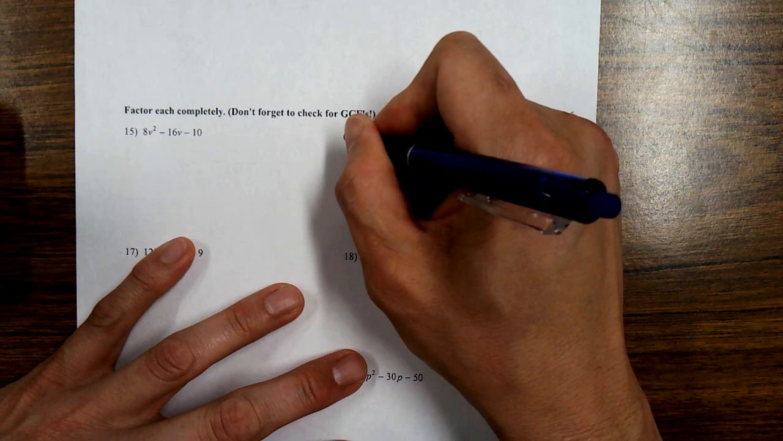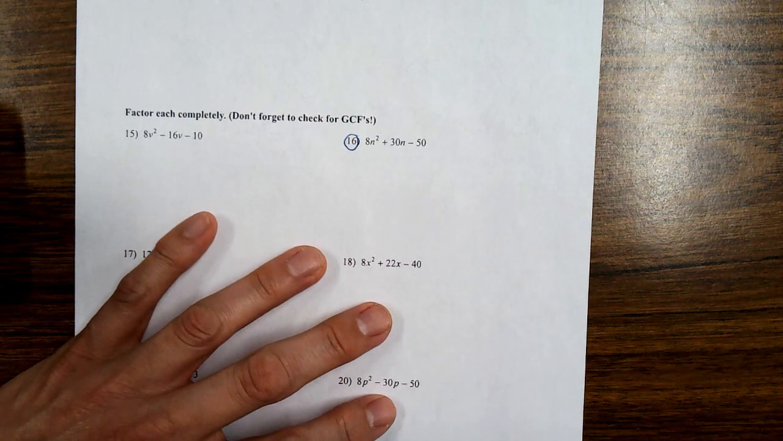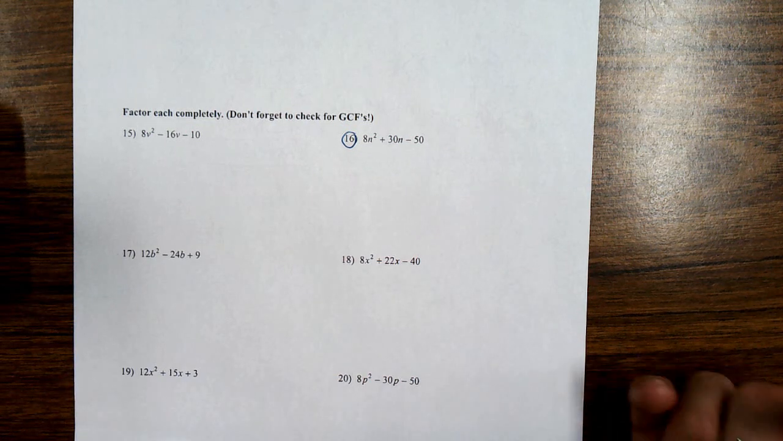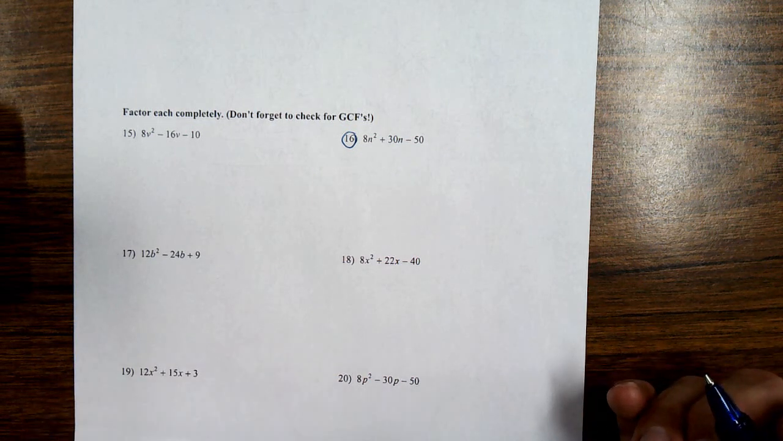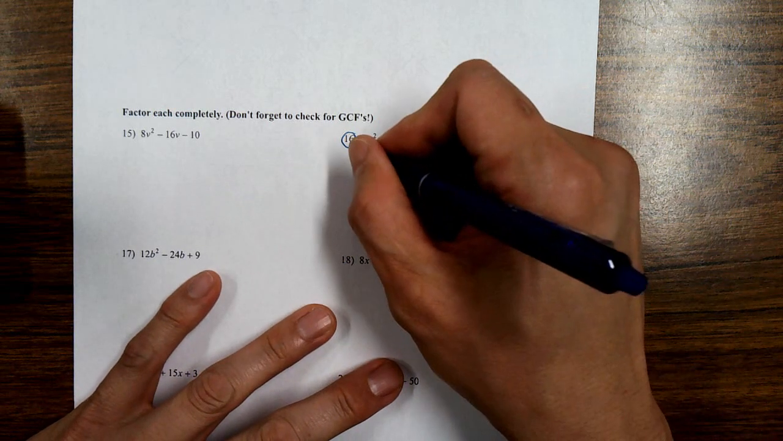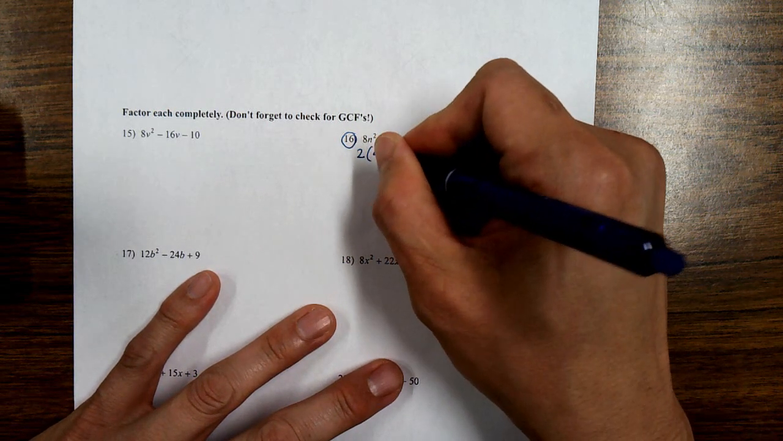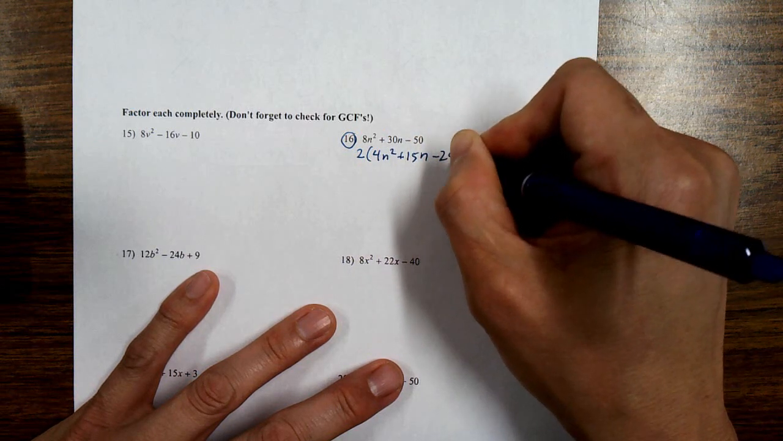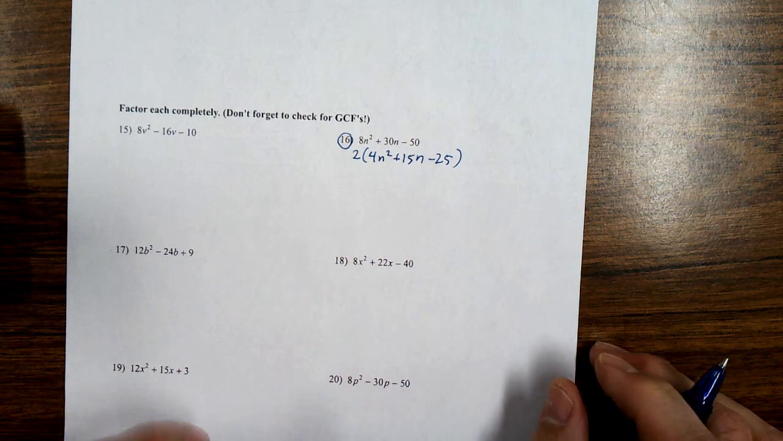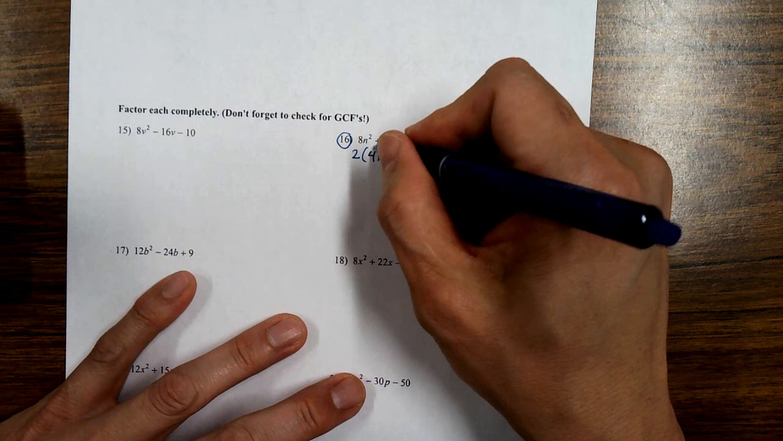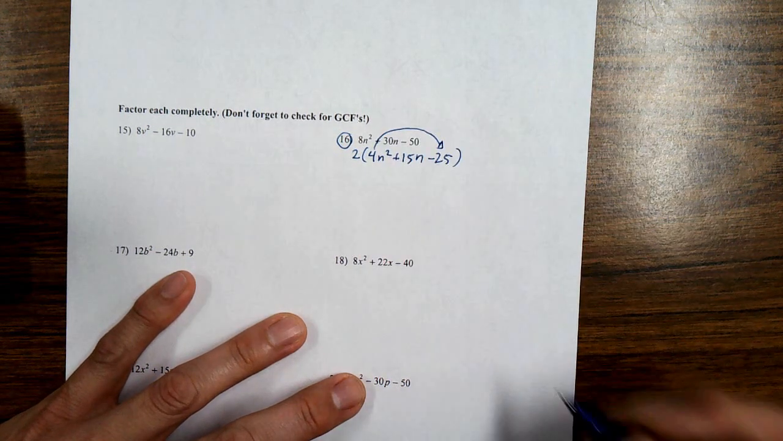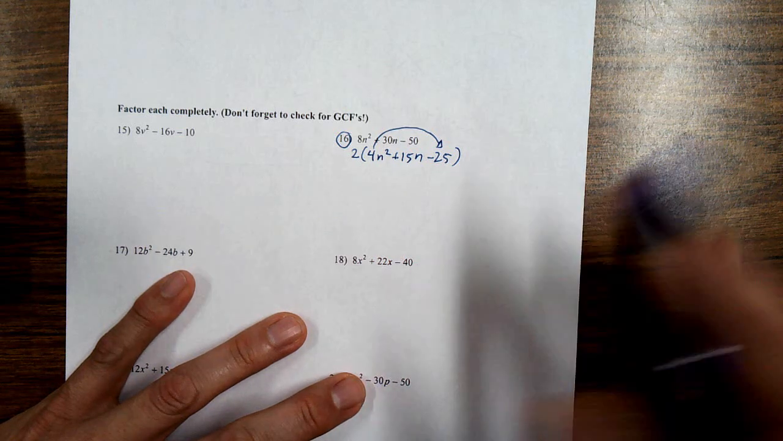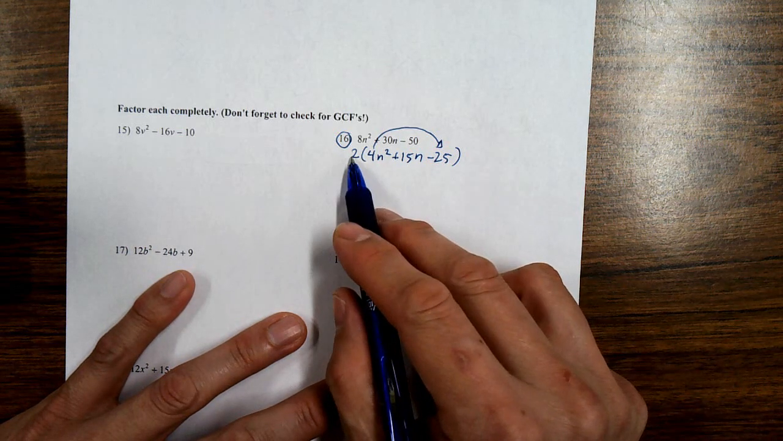Alright, so for this one, you've got to make sure you glance first and see if you can actually factor out a number first. And you can factor out the 2. Okay, so I'm going to go ahead and do that. So 2, it gives me 4n squared plus 15n minus 25. Alright, now I'm going to go ahead and multiply this number. I'm going to leave the 2 there for now, and I'm going to come back to the 2 later, and I'll show you how to put the answer later.